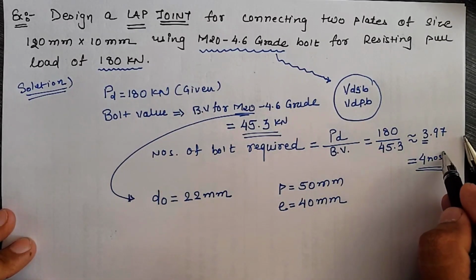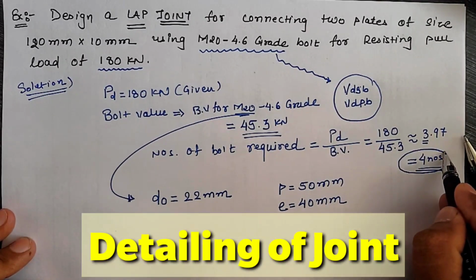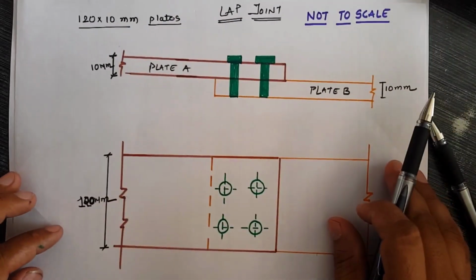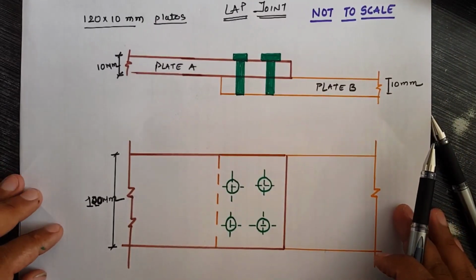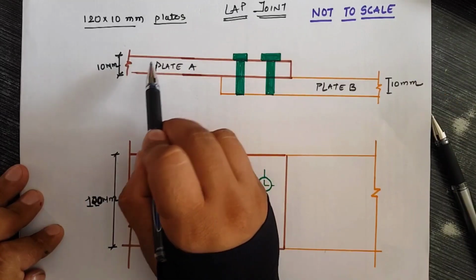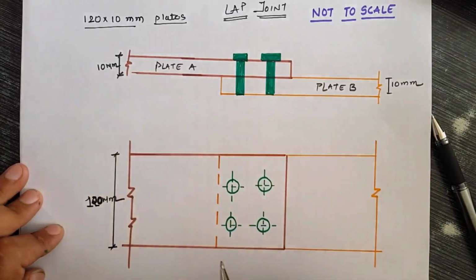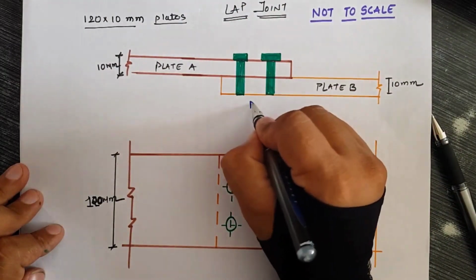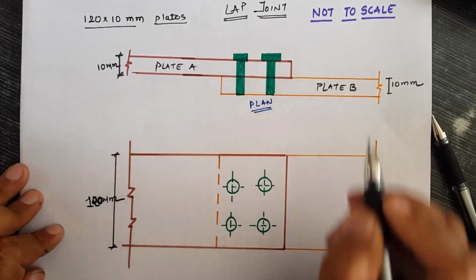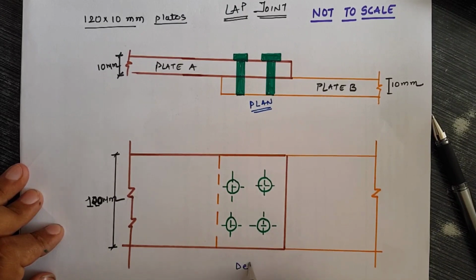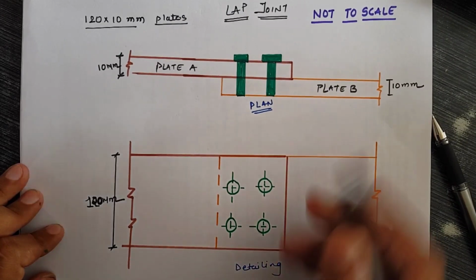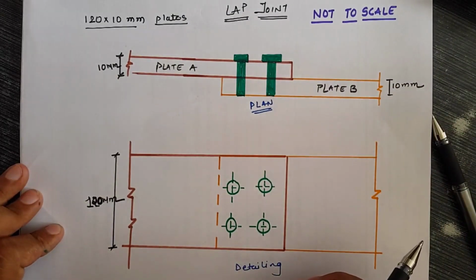Now we have to provide these 4 numbers of bolts in the drawing detailing work. This detailing is not to scale. We have to provide a lap joint, which means that plate 1 and plate 2 are both in overlap condition. So this one is the plan view and this one is the detailing work, or we can say this one is the section and this one is also the plan view.